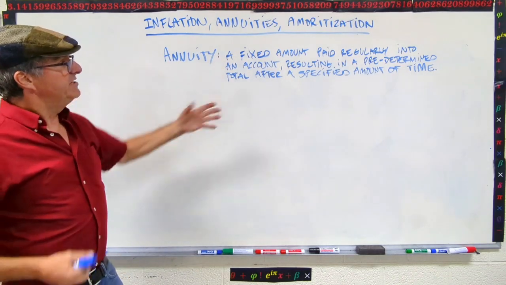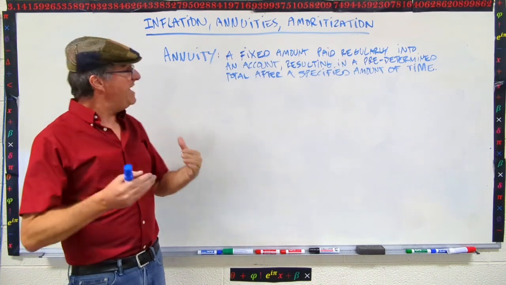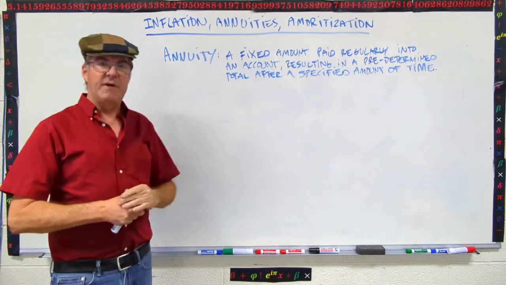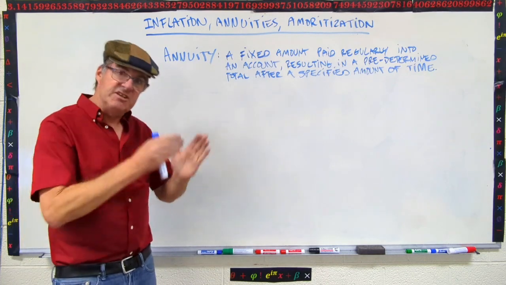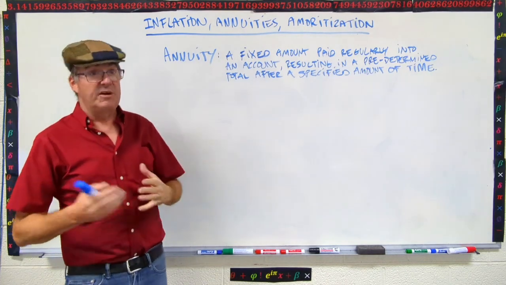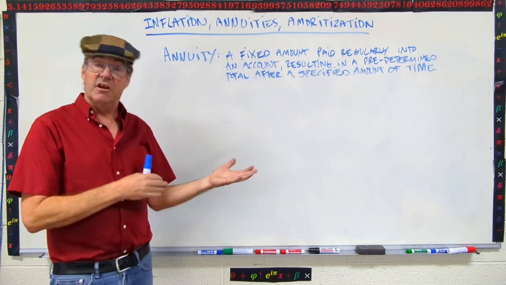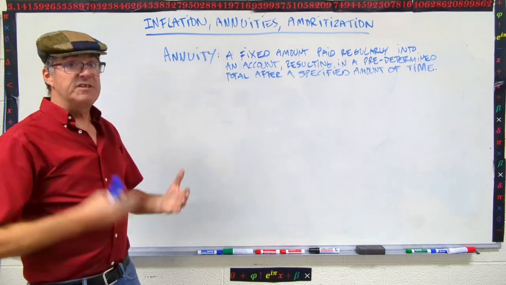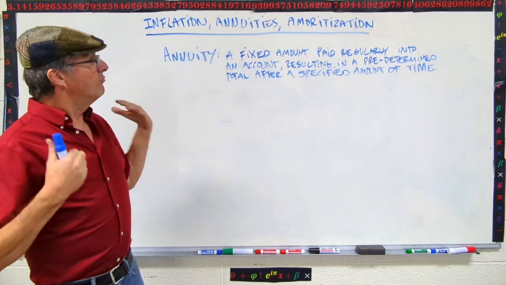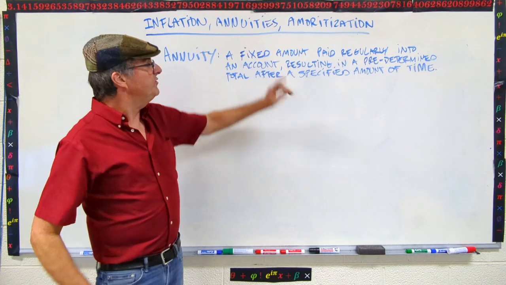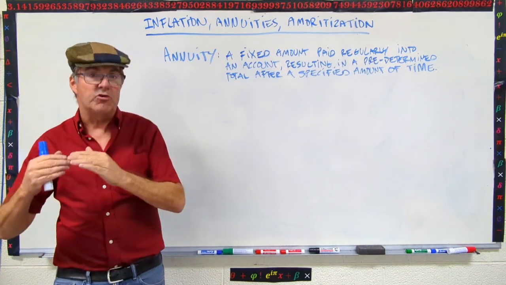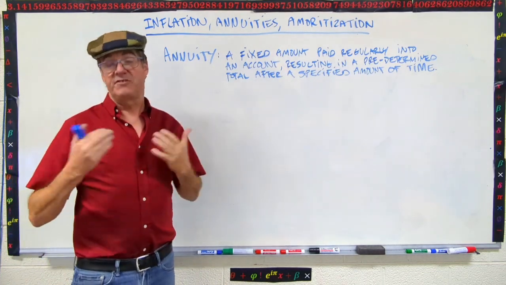An annuity is a fixed amount paid into an account. So you might shovel $200 a month into an account, or you might shovel $3,000 a year into an account, but it's a fixed amount that's paid into an account in a regular way, and it's going to result in a predetermined total after a period of time.